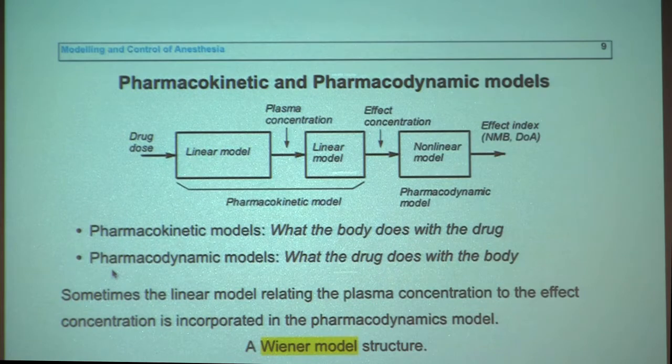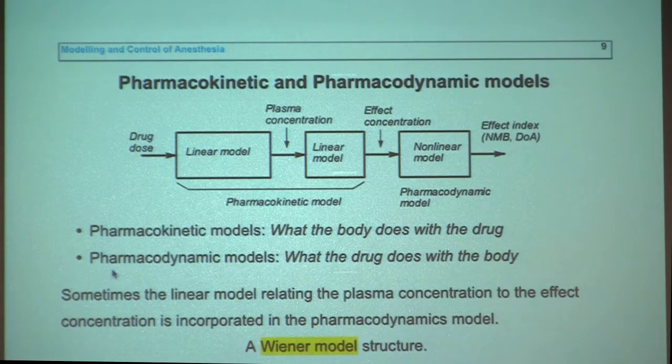Now, in general, if you think, well, I'm injecting a drug dose into the body. Okay, this is the input to your system. It's the variable that you manipulate. And you measure something, which can be the neuromuscular blockade level or the depth of anesthesia level. Okay? And in between you have a linear model that I'm breaking in two parts. The first linear model filters the drug dose and has as its output the plasma concentration of the drug.